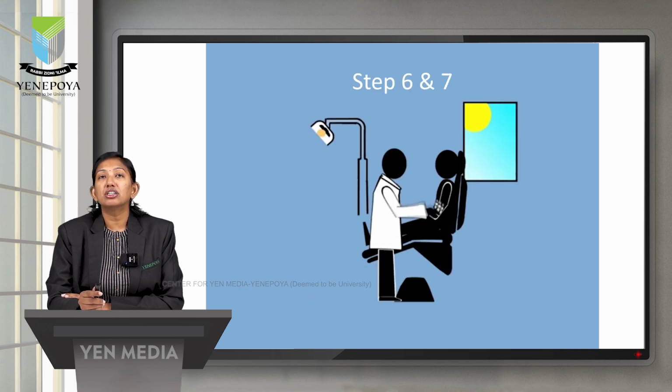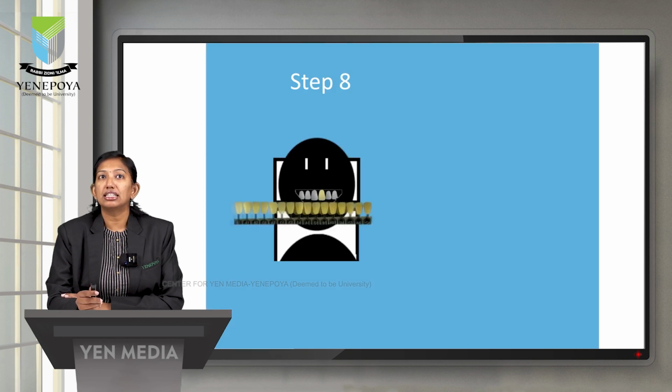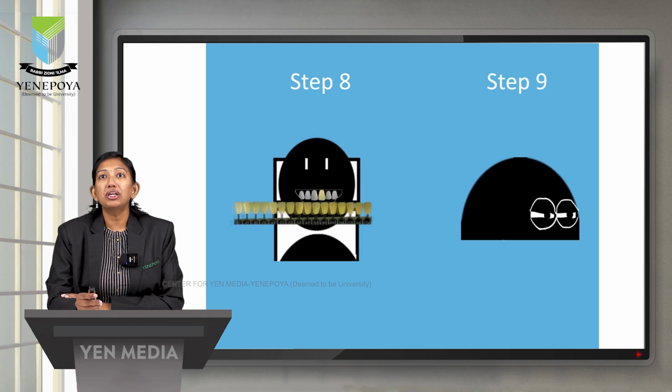Step 6 is you turn off the artificial light and you make the shade selection under the natural light. That is step 7. Now step 8 is you take the shade tab and pan it across the patient's tooth of interest and you squint your eyes. What happens is when you squint your eyes, the rods are in use and you can perceive more of color.